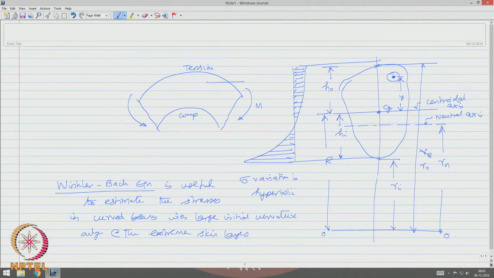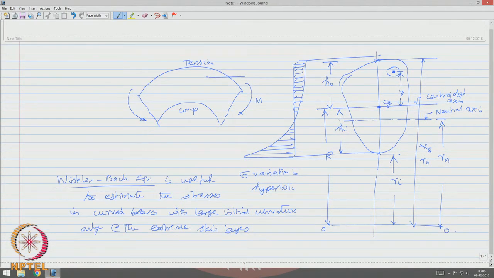For this classical terminology, we said stress is given by M by AR times 1 minus small m y by r plus y, which is the famous Winkler-Bach equation, which we derived in the last lecture.